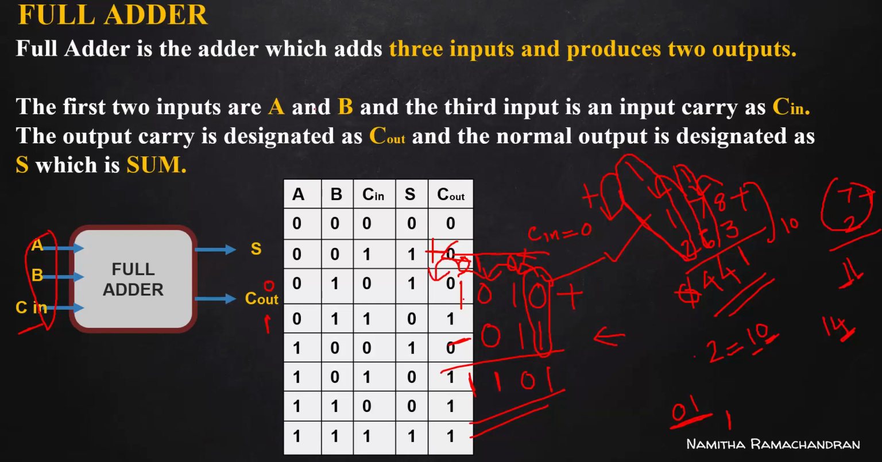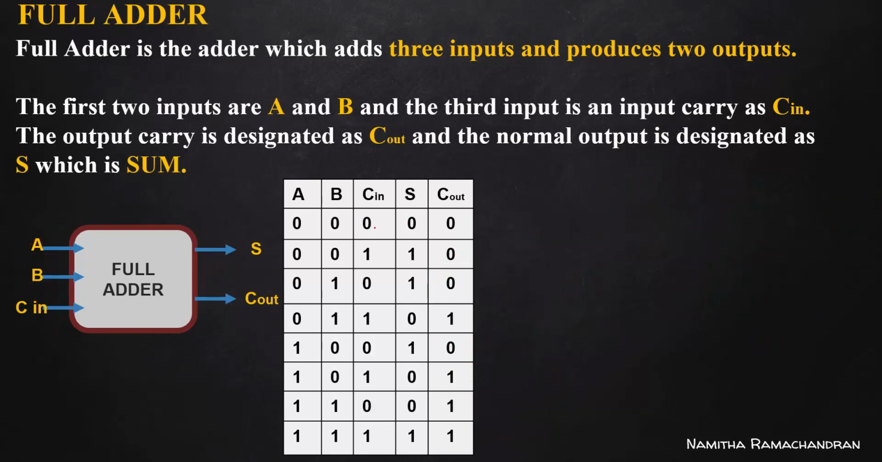This is the truth table generated for the full adder. We need to consider A, B and C input, and it will generate two outputs, the sum and carry out. Consider 0, 0, 0: if both inputs are 0 along with C in equal to 0, it will generate 0 plus 0 plus 0, which is 0 and no carry out. That means sum equal to 0, carry equal to 0.